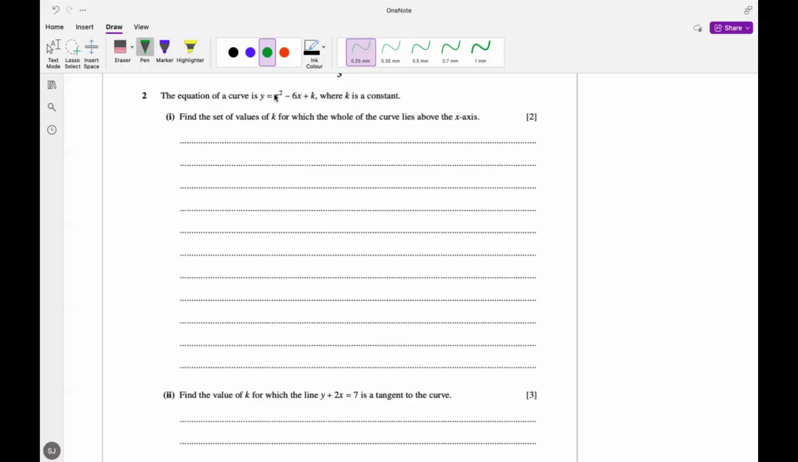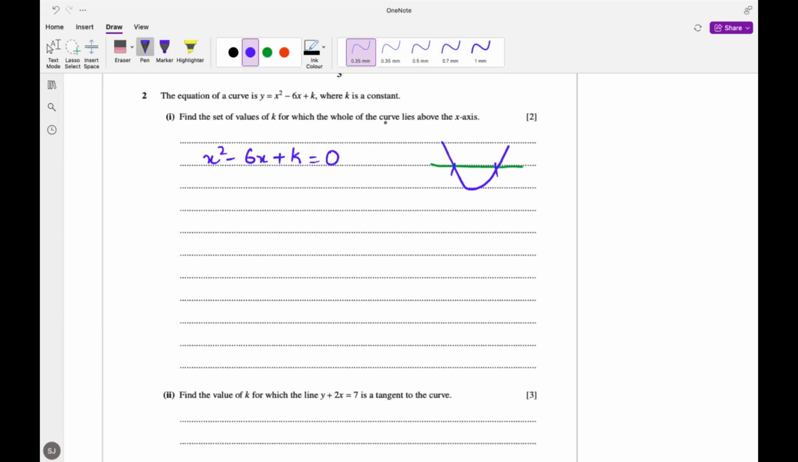In question 2, we have the equation of a curve y equals x squared minus 6x plus k, where k is a constant. We have to find the set of values of k for which the whole of the curve lies above the x-axis. Now, normally a quadratic curve cuts the x-axis at 2 points or 1 point, and we put our equation equal to 0. So we write x squared minus 6x plus k equals 0.